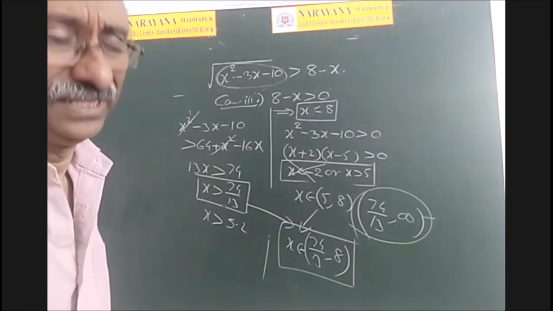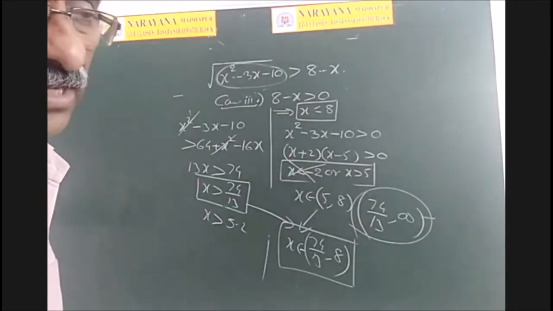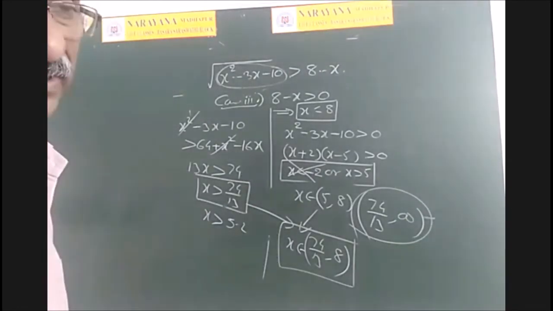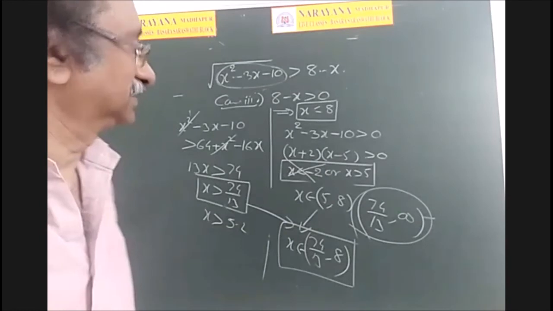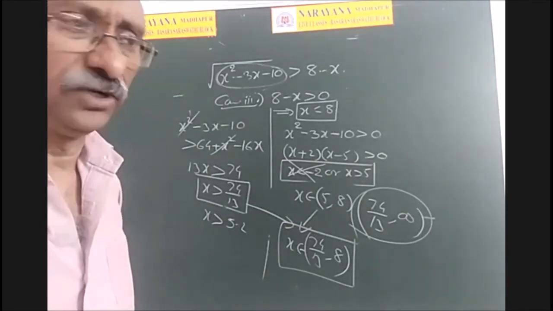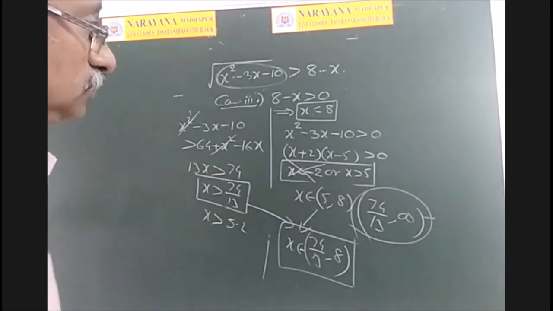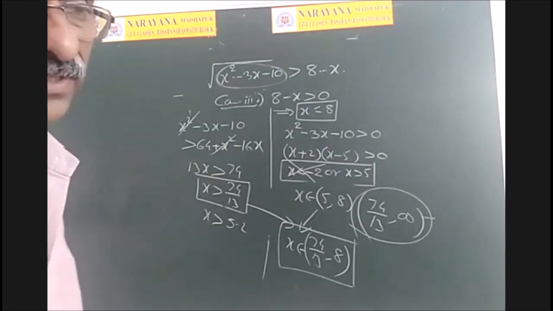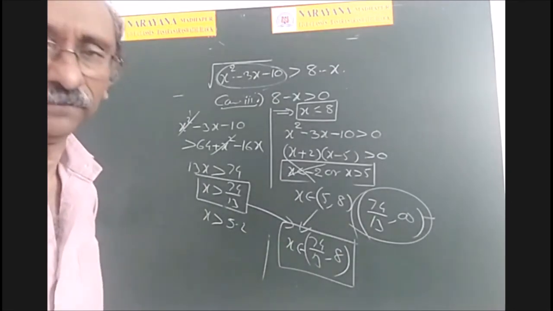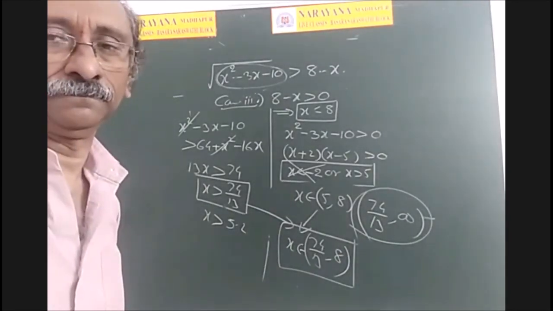Another student asked, sir, why do we need case 1? Why can't we take 8 minus x equal to 0 and 8 minus x greater than 0 in one case only? Then I told that yes, we can take both cases as one case. That's all I said. Okay, sir, thank you, sir.